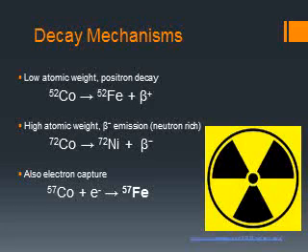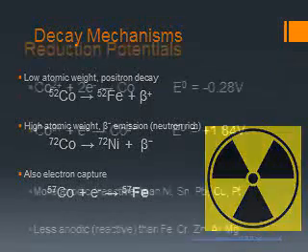Low atomic weight cobalt tends to decay through positron emission. High atomic weight radioisotopes decay by electron emission. Cobalt-57 also decays by electron capture.